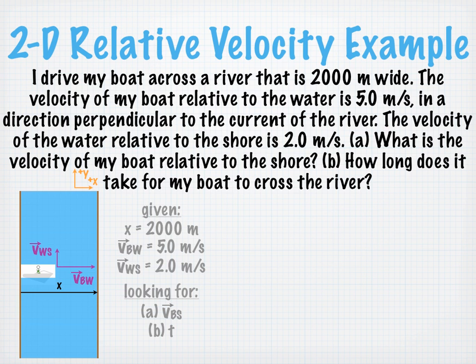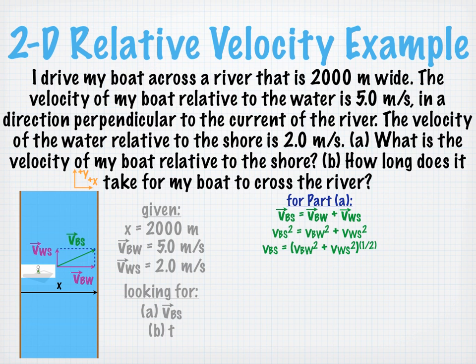So now we need an equation for part A. Since we wrote our relative velocity subscripts in a consistent way, we know that VBS should equal VBW plus VWS. We can draw VBS as a vector to see how we'll find a value for it. From our vector drawing, we see that we can use the Pythagorean theorem and that the magnitude of VBS squared equals the magnitude of VBW squared plus the magnitude of VWS squared. We next solve this equation for VBS.